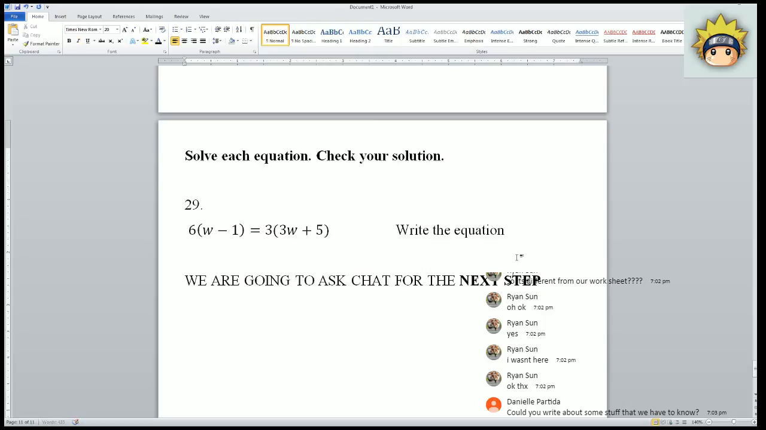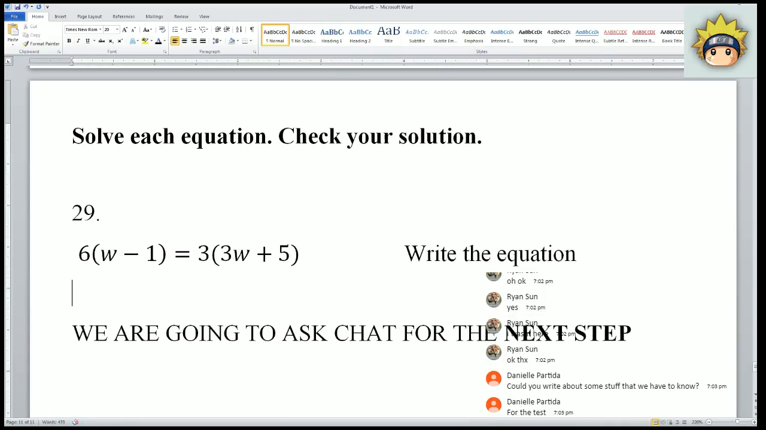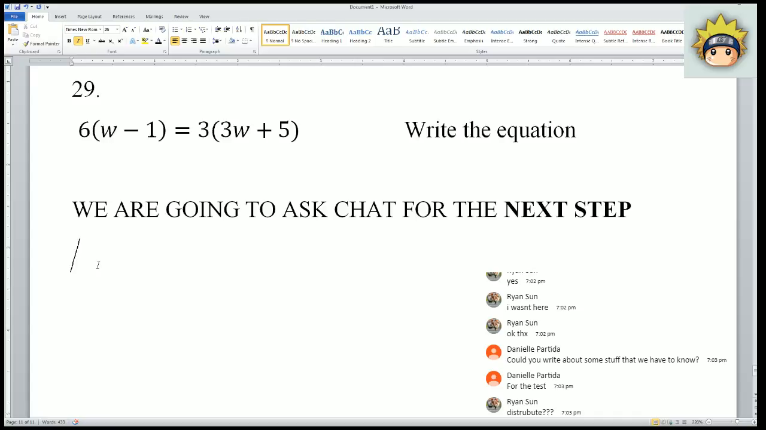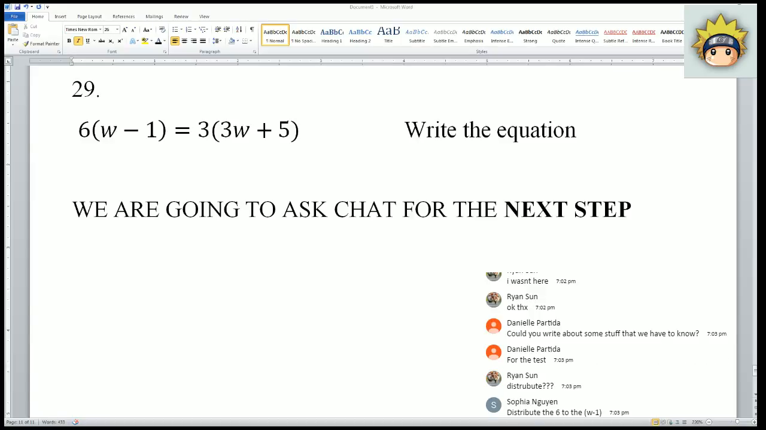Chat, what am I doing for my next step? Let's see if chat's going to give me a good answer or not. People say distribute. Is that it? Only distribute the 6? Is that the only thing we do? So Sophia said distribute the 6.